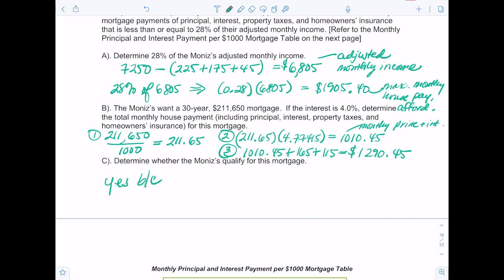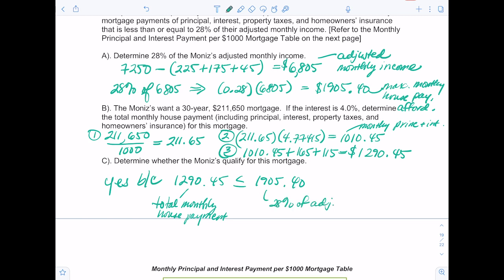So yes, they will qualify, and it's because the $1,290.45 is less than or equal to the $1,905.40. And remember, they're just comparing the total monthly house payment to the 28% of their adjusted monthly income. Okay, so they would qualify.